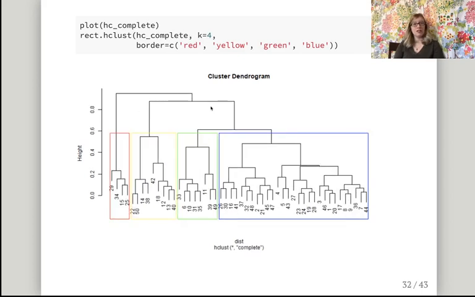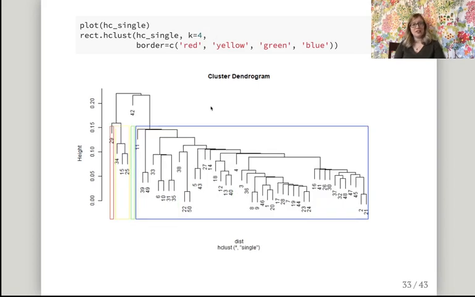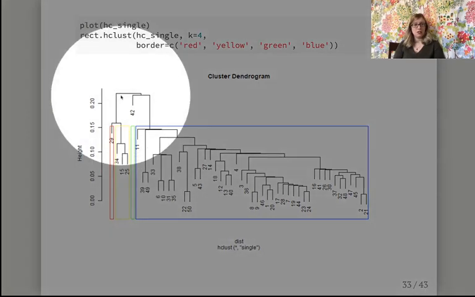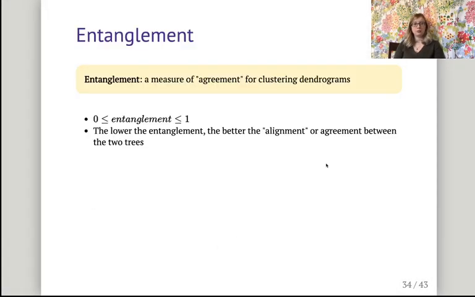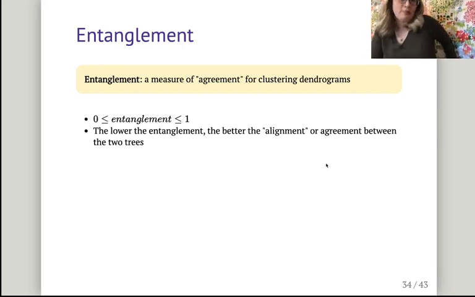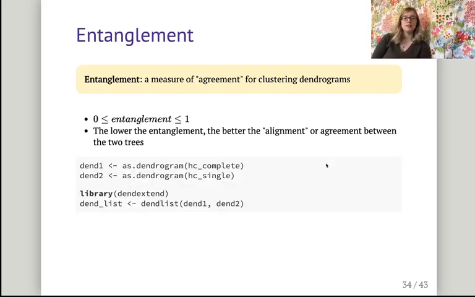Complete linkage results in 4 more evenly spread sizes of clusters, whereas single linkage results in 2 observations being completely alone, 1 very large cluster. Getting agreement between clustering measurements can be a challenge. For hierarchical clustering, we can measure something called entanglement. So entanglement is a measure of agreement for clustering dendrograms. The lower the entanglement, the better the alignment or the agreement between the 2 trees.